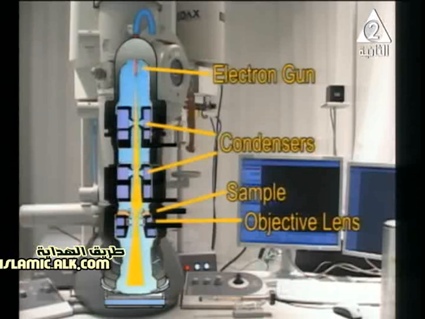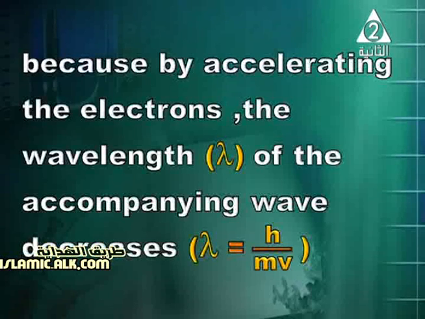So the electron microscope depends in its operation on the wave nature of electrons. It resembles the optical microscope in many ways. The electron microscope has very high resolving power. The question is why? Because by accelerating the electrons, the wavelength of the accompanying wave, lambda, which is equal to h over mv, where m is the mass of the electron and is constant, decreases as the velocity v increases, and in this way high magnification is obtained.